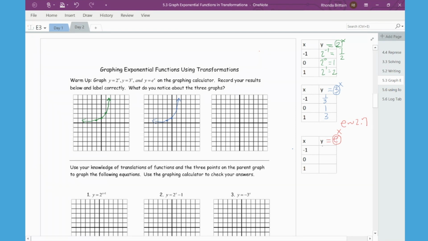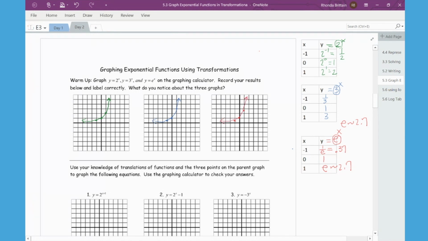So when we plug in -1, we're going to get 1 over the base of e. And so plugging that into the calculator, that's approximately 0.37, we round. So for graphing purposes, the decimal is easier. We're going to get e to the 0, which is +1, and e to the first is e. So that's where we're going to estimate with about 2.7. So same thing, we're going to plot those points. And then 1, 2, and about 2.7 is going to give us our last graph.